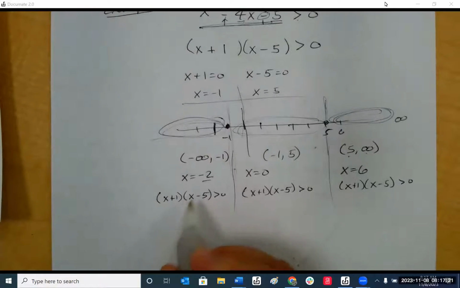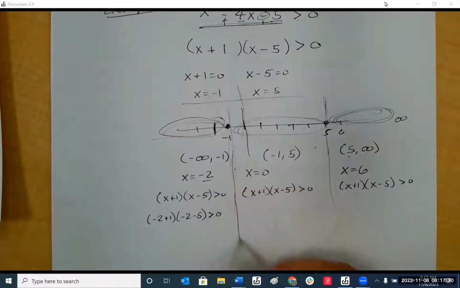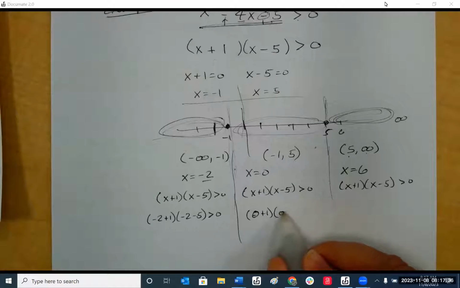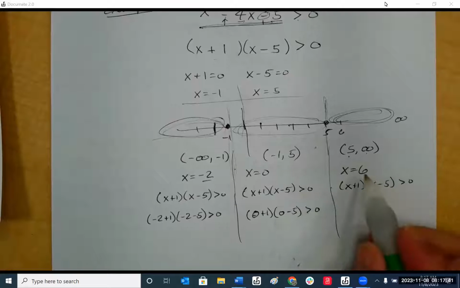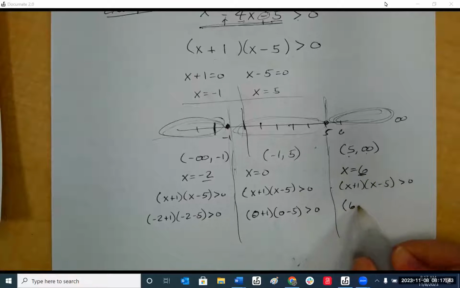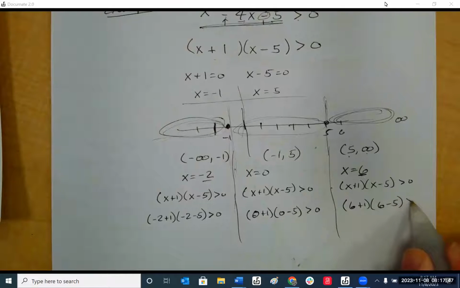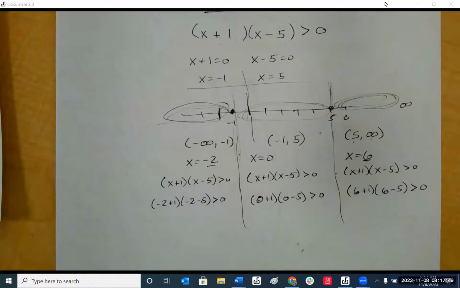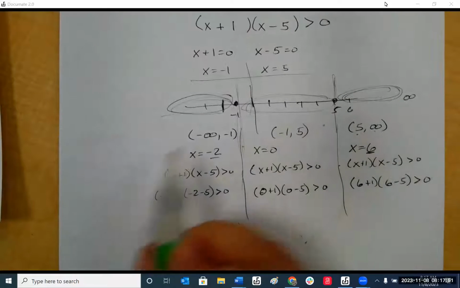So anywhere I see an x, I put a negative 2. Negative 2 plus 1, negative 2 minus 5. This one's in this middle one, it's 0: 0 plus 1, 0 minus 5. And this last one, it's 6: 6 plus 1, 6 minus 5. These are our test values.